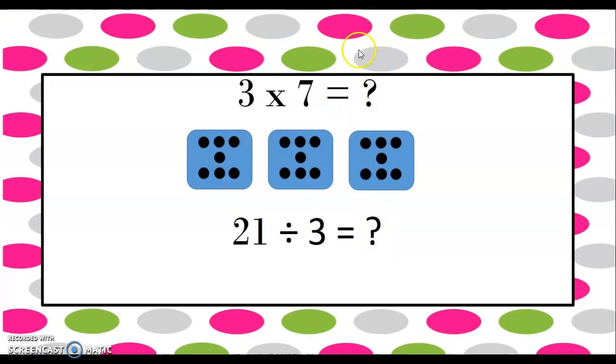Here, I've left 2 blanks, but look at all this information that we've got. 3 times 7 equals, well, I can start counting these up. Or remember, when I multiply, I'm looking for a total. When I divide, I start with a total. So you got it. 3 times 7 equals 21. 21 divided by 3 equals 7.